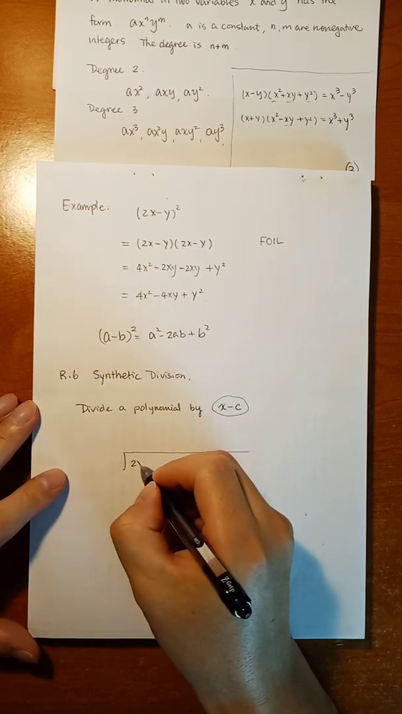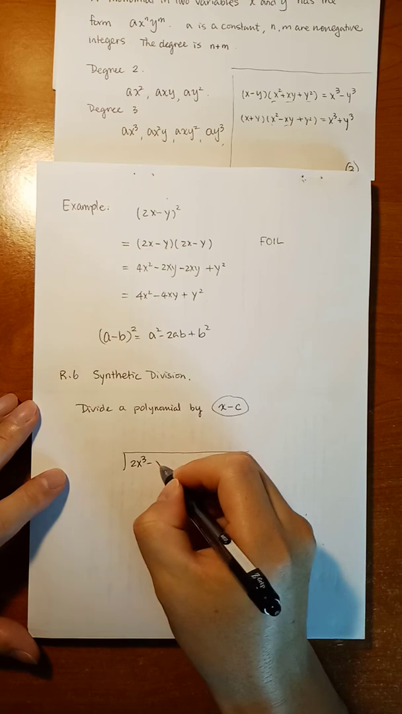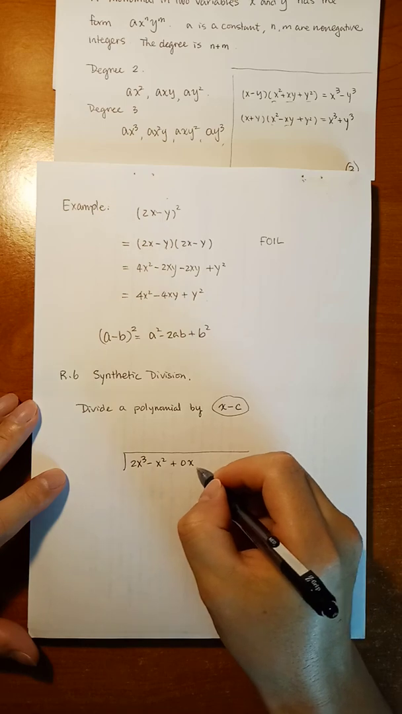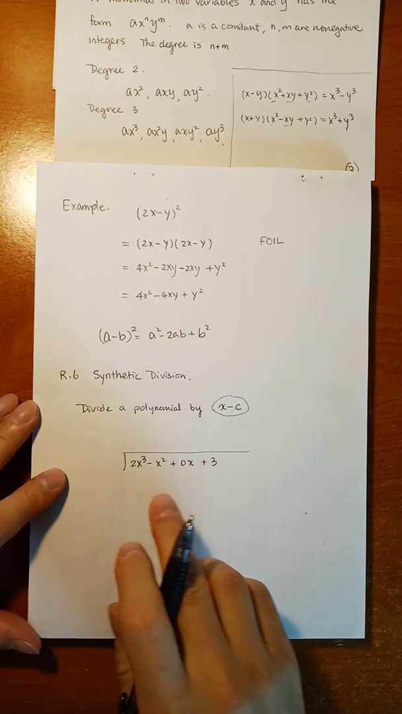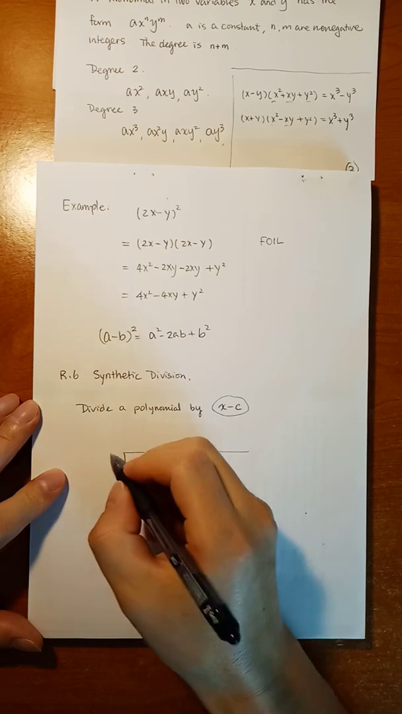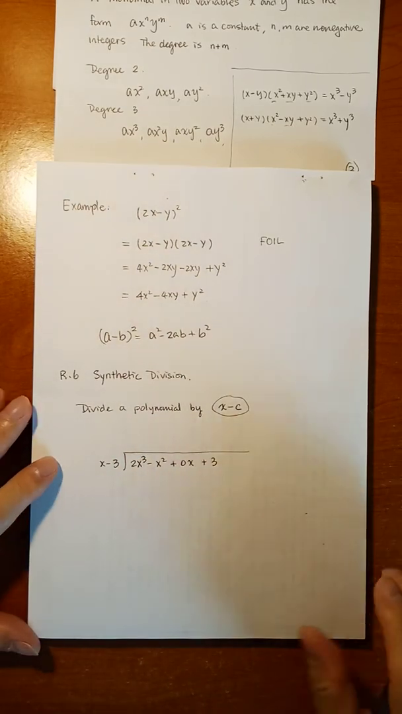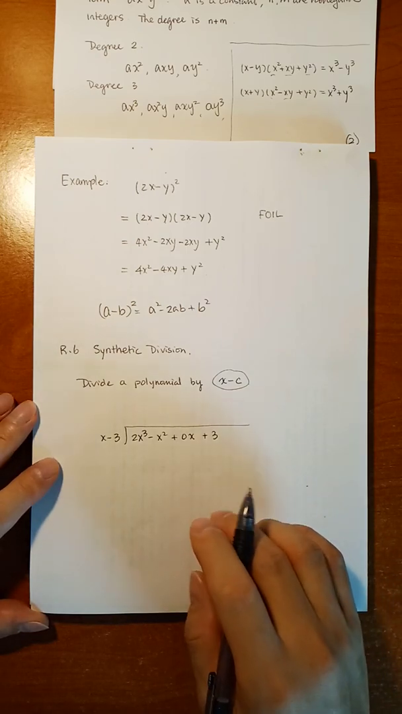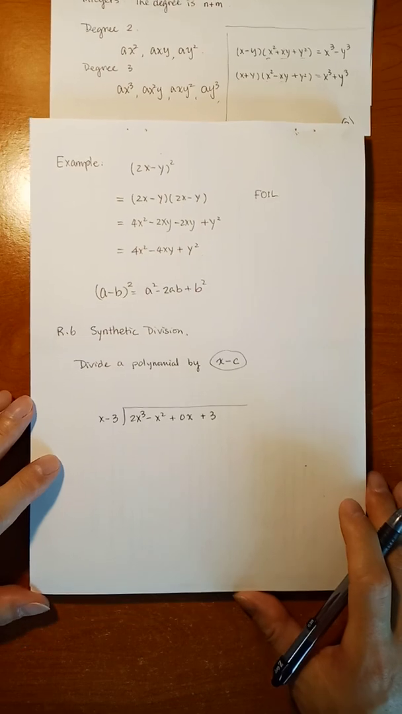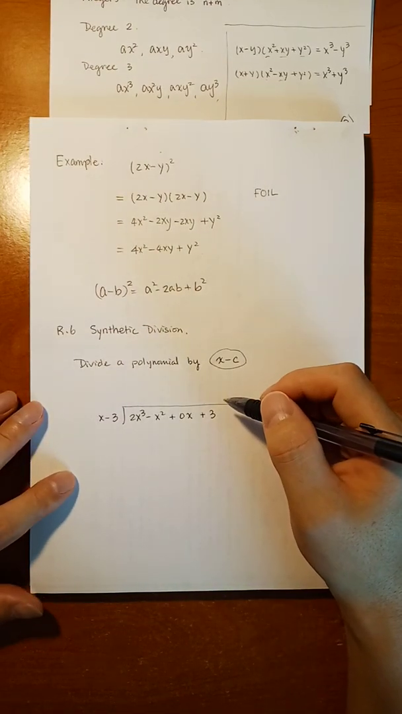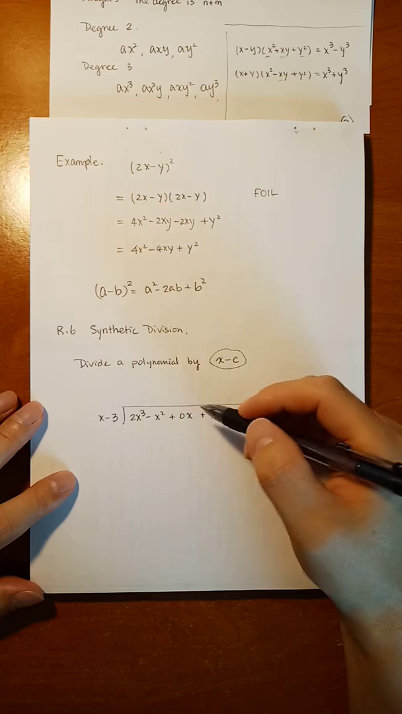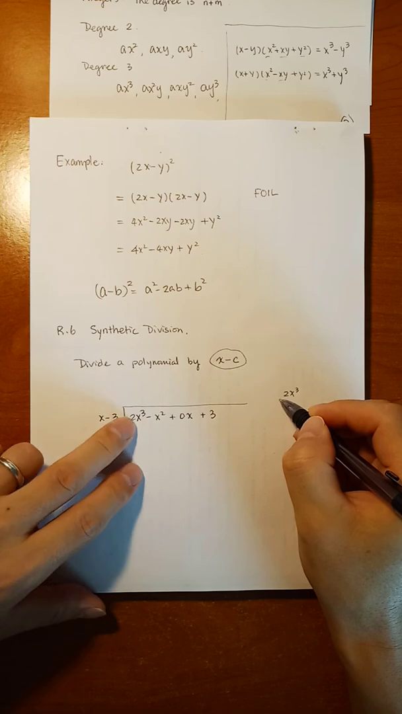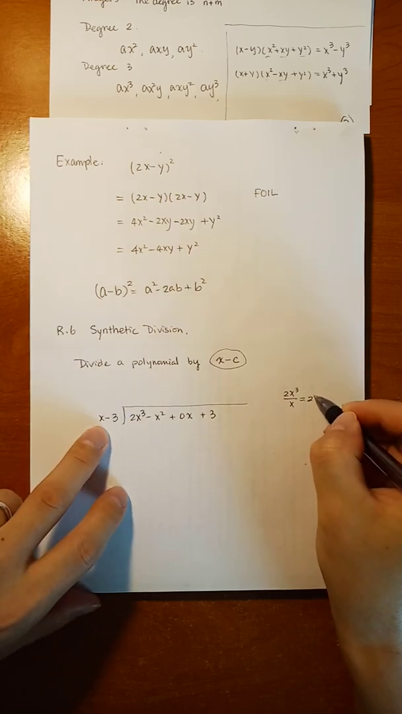Our polynomial is 2x cubed minus x squared. There's no x term, so I put 0x, and plus 3. We're going to divide this dividend by x minus 3. At this moment we haven't introduced synthetic division. Let's still use long division and check out what is going on. We divide 2x cubed by x, leading term by leading term. We get 2x squared.